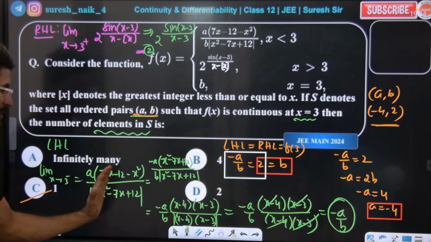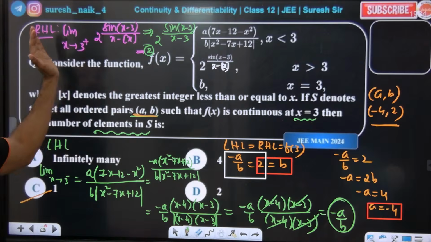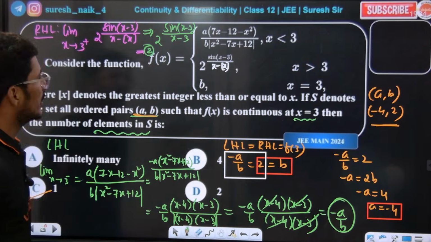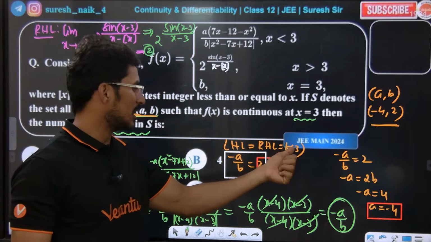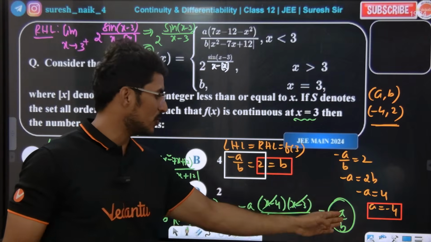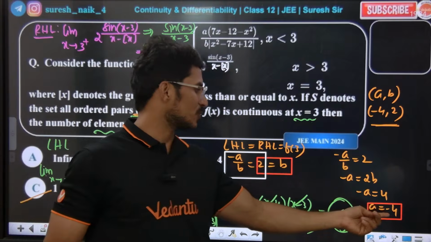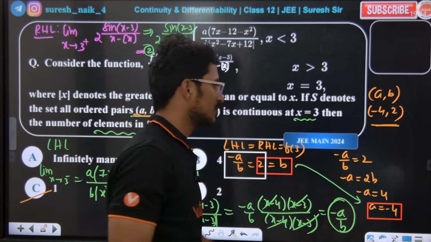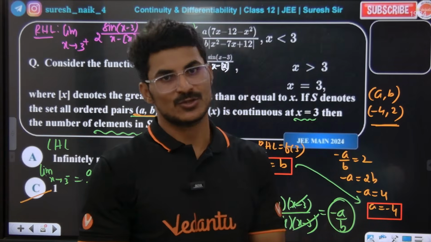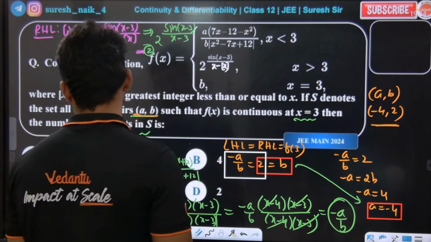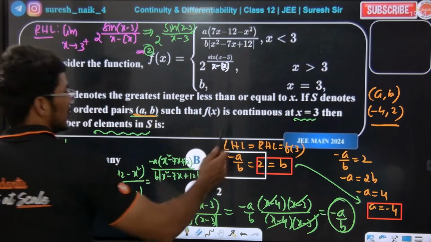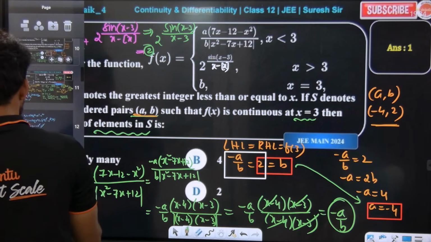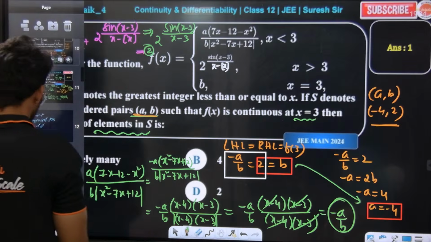Check. The green color part is the full LHL part. The pink color part is the full RHL part. Then the LHL, RHL and f of 3 are equated. The b value 2 is already there, and the a value comes as minus 4. So the ordered pair is minus 4 comma 2. There is only one ordered pair. That is the answer, option 1 is the right answer. Shall we go forward or not?